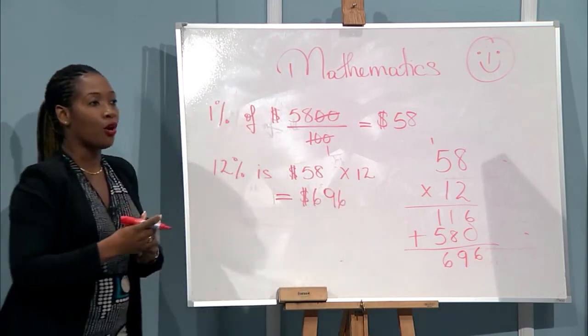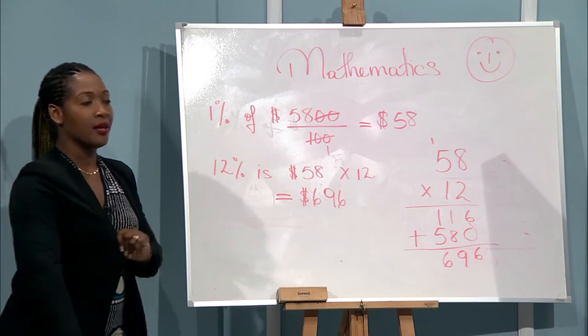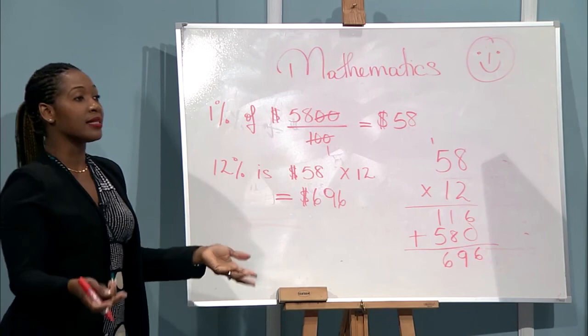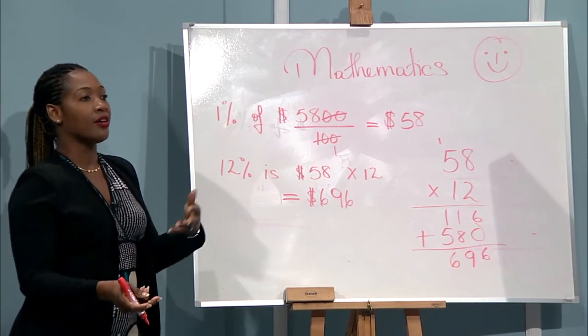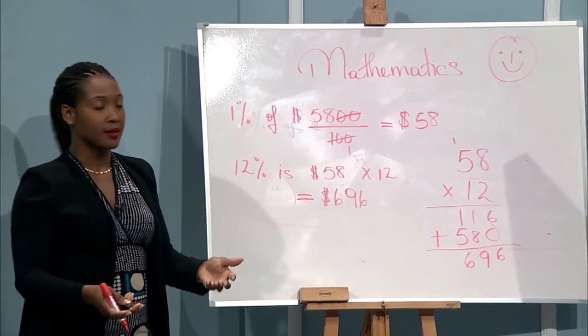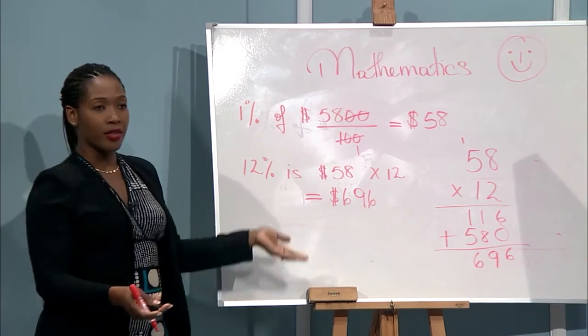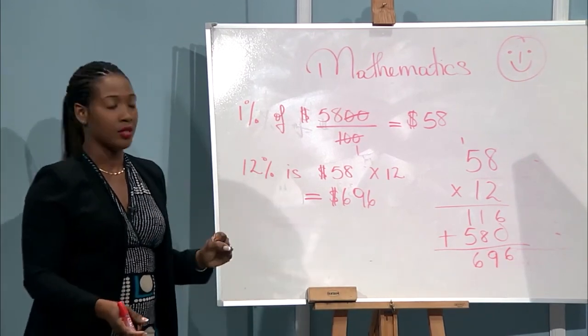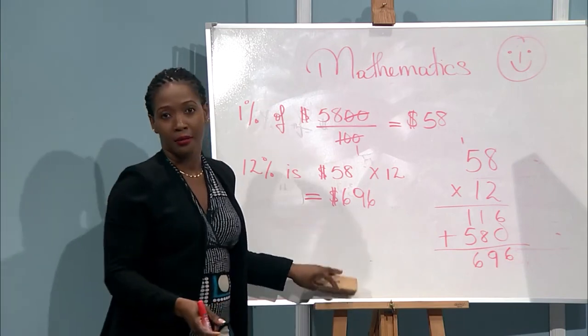$696. So the person would have sold $5,800 worth of stuff. That would have been their sales for that period. And their commission would have been 12%. So 12% of what they sold would be $696. I hope this is US dollars because this is not a lot of money.